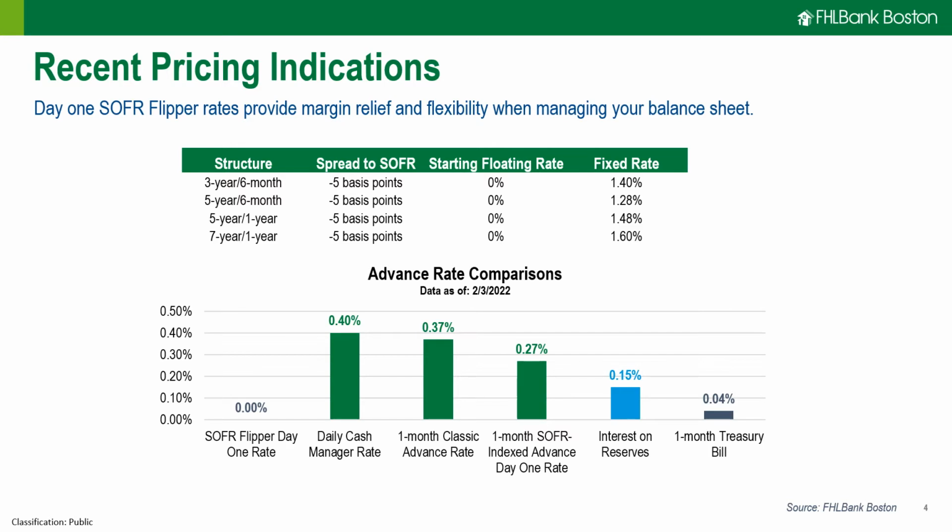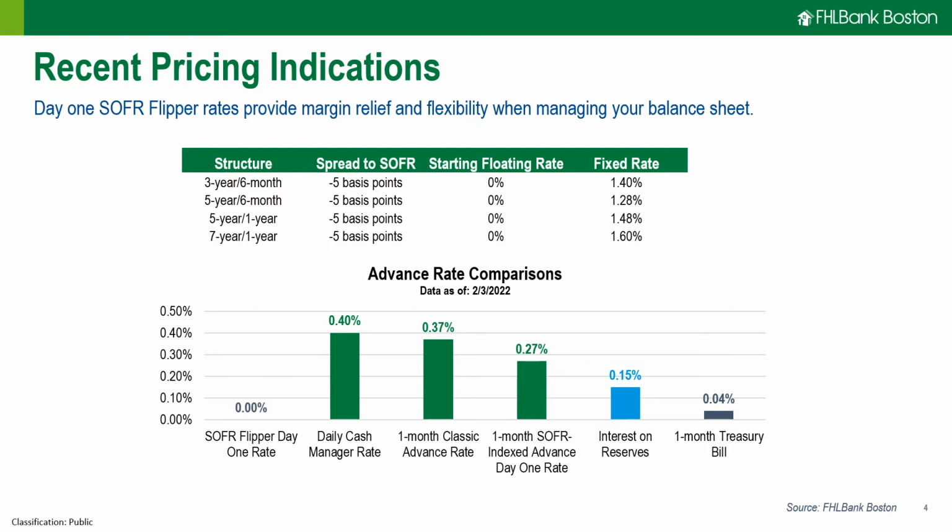The spread to SOFR is going to be minus 5 basis points, as we just talked about on the last slide. So that will give us a starting floating rate of 0%. In the case of the first advance listed there, the 3-year 6-month, it's going to float at SOFR minus 5, which is today at 0.